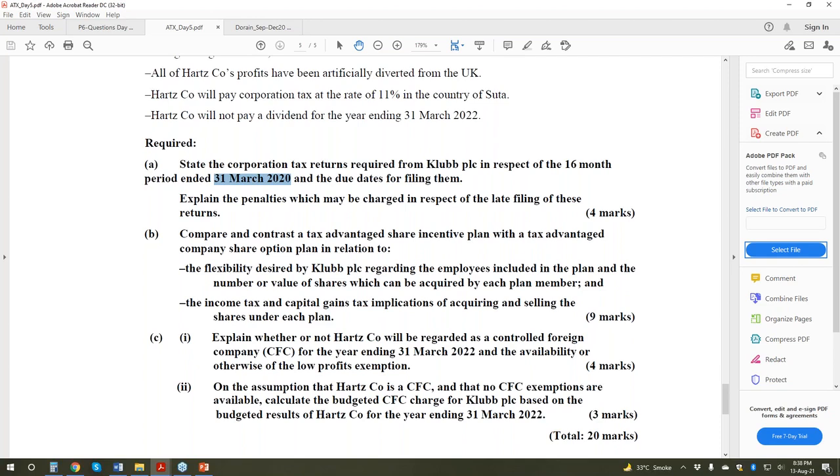The second is the income tax and capital gains tax implications of acquiring and selling the shares under each plan. So I not only have to tell about SIP versus CSOP, but I also have to tell the income tax and CGT implications as well.